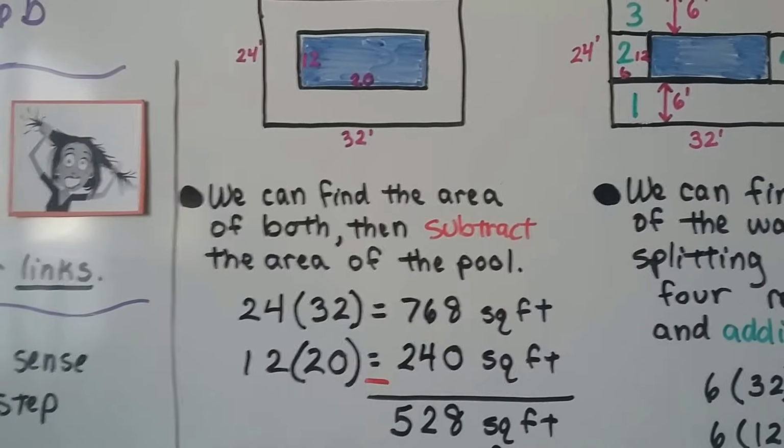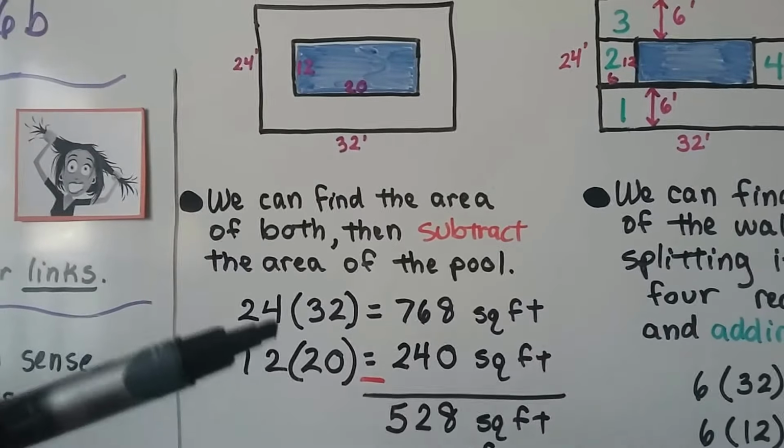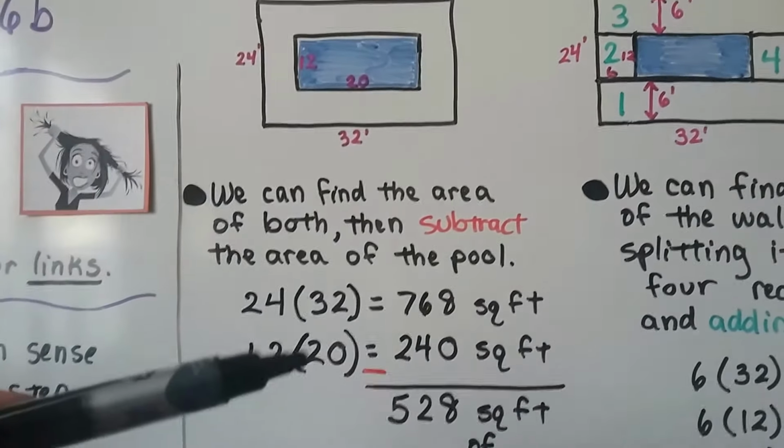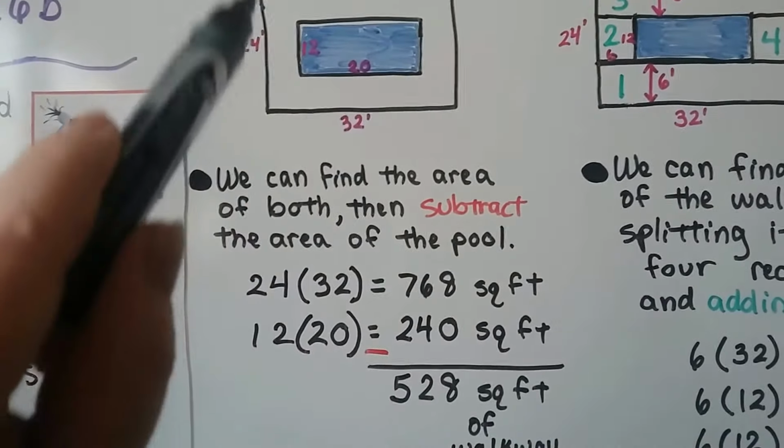24 times 32 is 768 square feet. 12 times 20 is 240 square feet. We subtract the blue center part, and we get 528 square feet of walkway around the swimming pool.